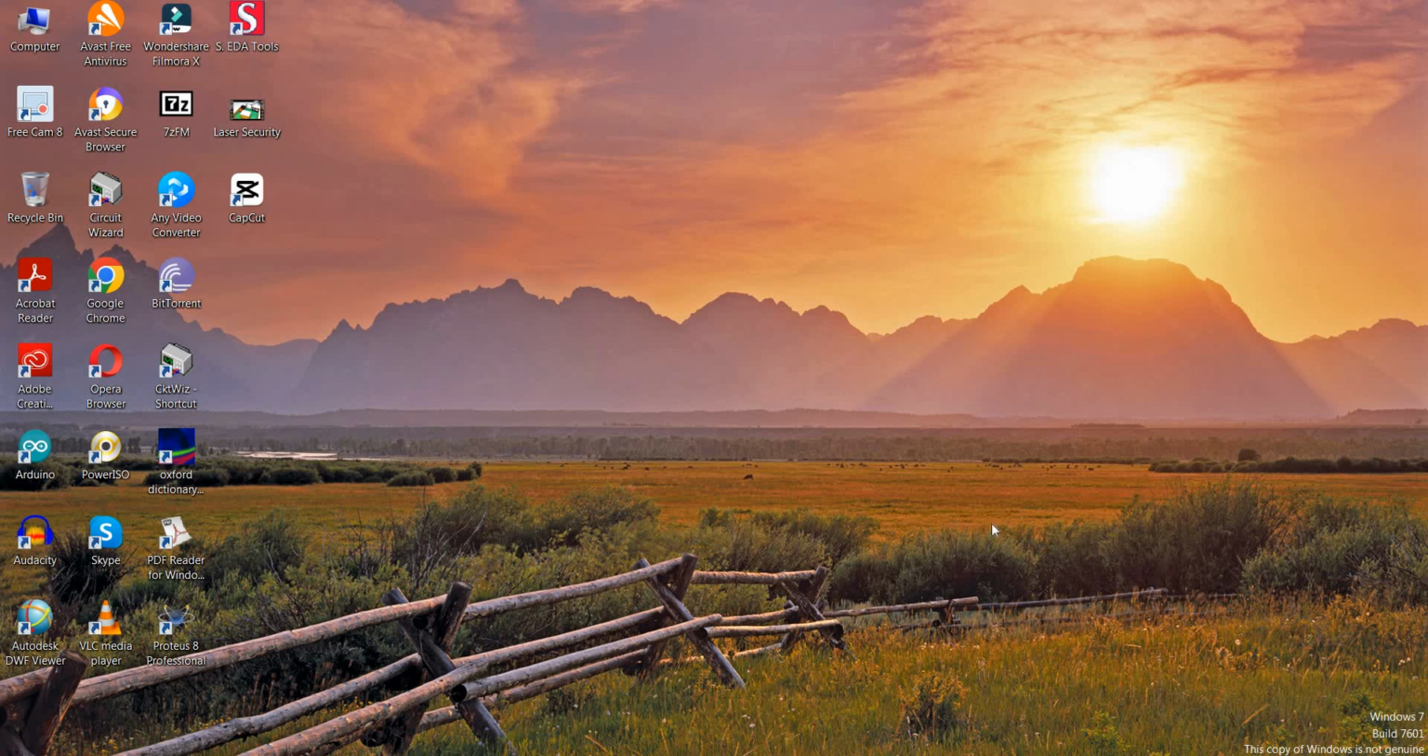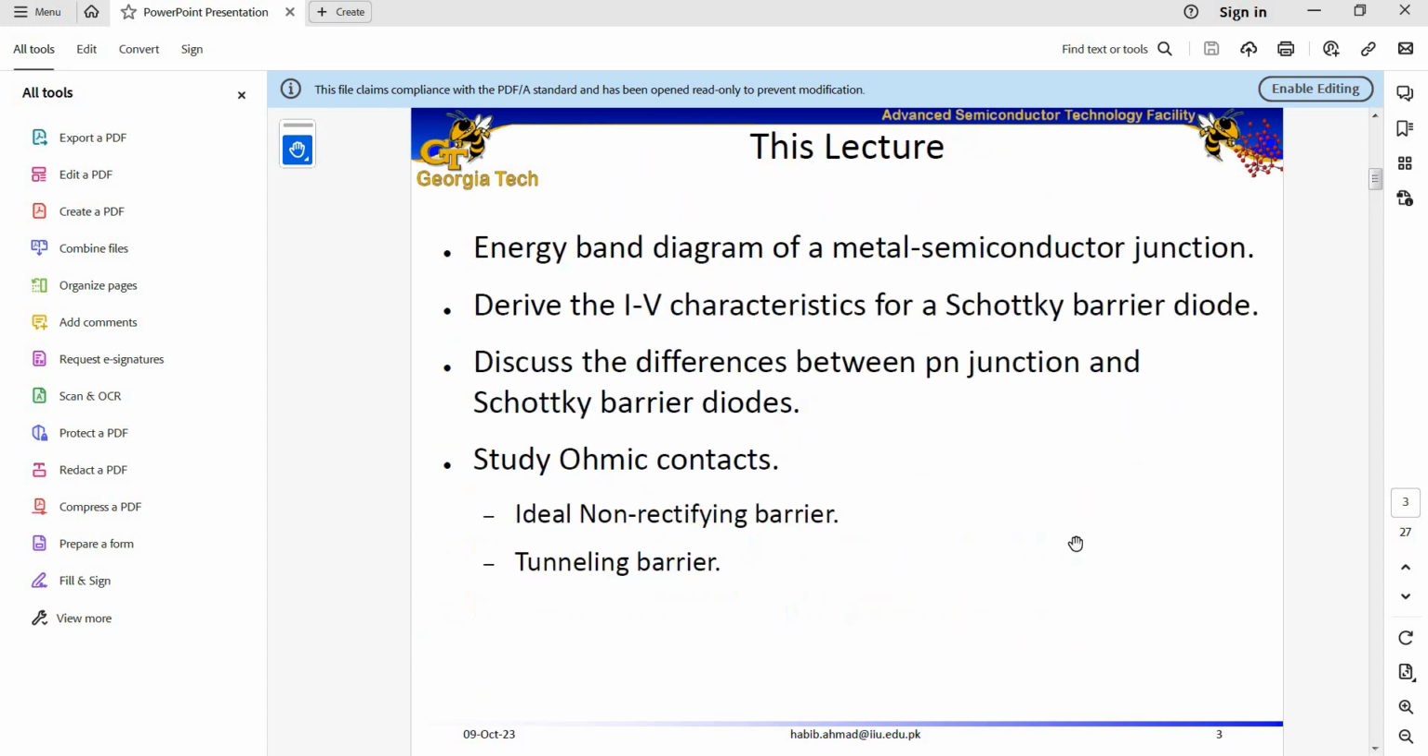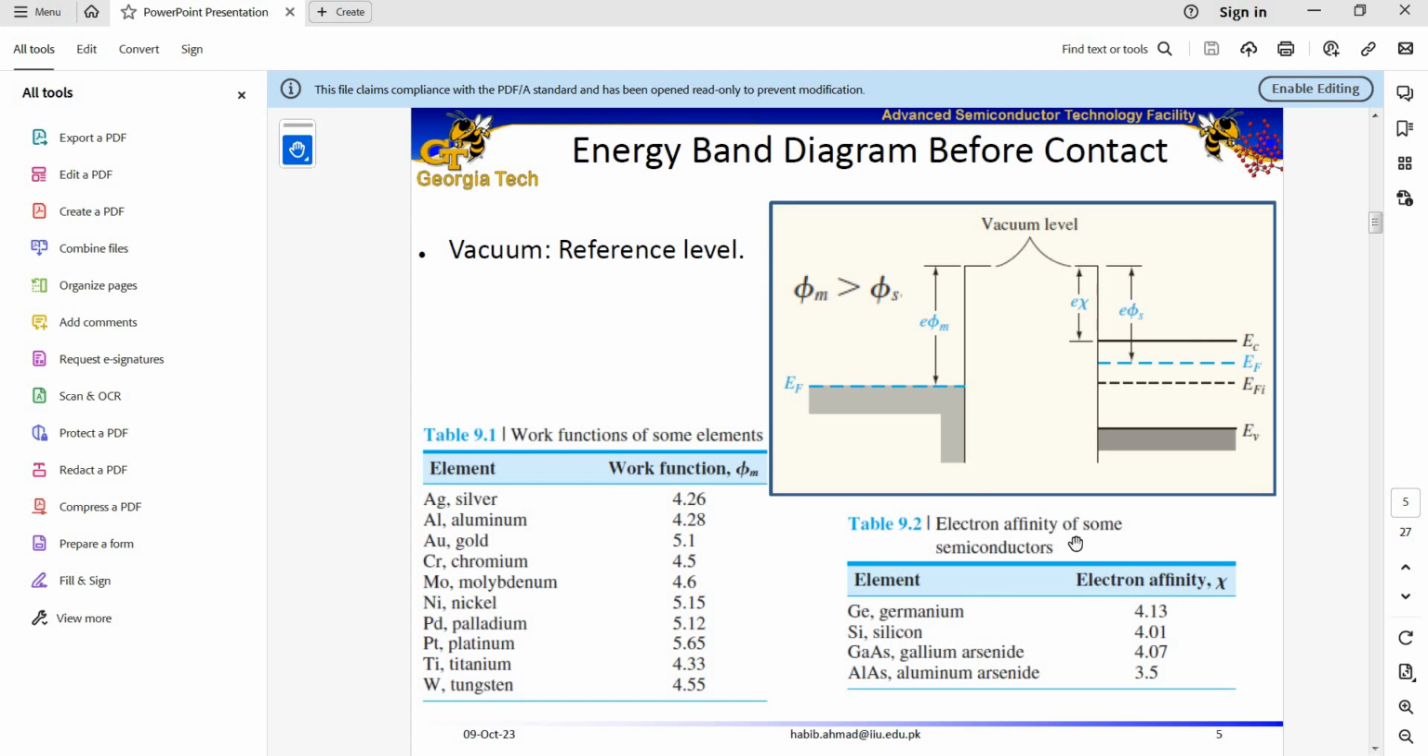Let us start our lecture for today. In the previous lecture, we talked about metal semiconductor junctions. In metal semiconductor junctions, we mainly talked about two kinds. The Schottky junctions, which can also be called rectifying junctions because they just behave like diodes. They allow current to flow in one direction.